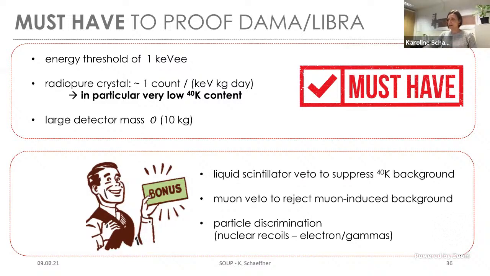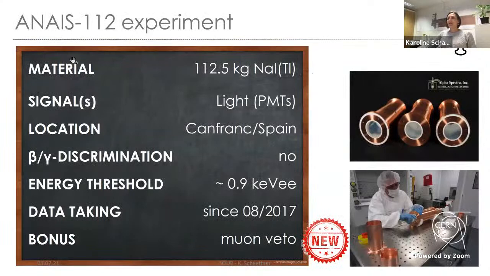Okay, so let's start out now with ANAIS, which is an experiment in the Canfranc underground lab in Spain. They have 112.5 kilogram of sodium iodide crystals. As DAMA, they measure the light. So you see here also a crystal of them, which is housed in a copper cylinder. And there's also some Teflon around the crystal for better light collection.